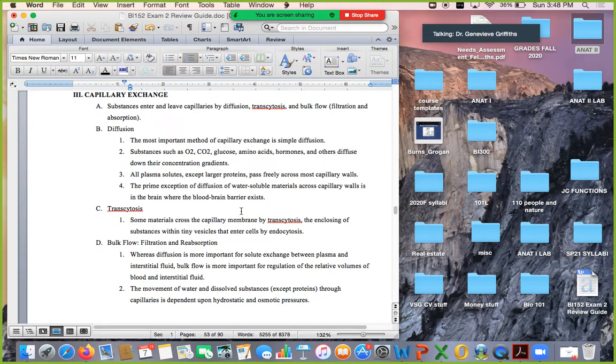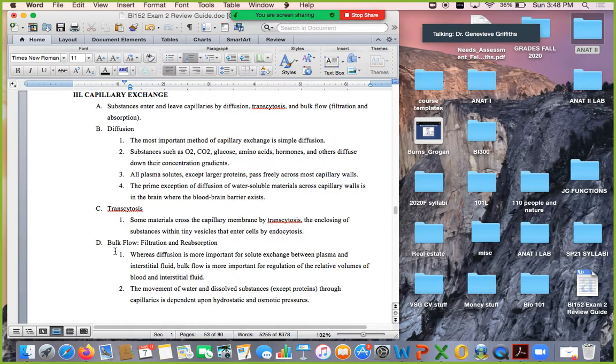Additionally, we can have things entering and exiting via transcytosis, where things are enclosed in tiny vesicles that enter by endocytosis. Remember, I was talking about pinocytosis, like cell drinking. Well, now we can also have it via endocytosis, where we're pulling in larger molecules through this vesicular exchange.